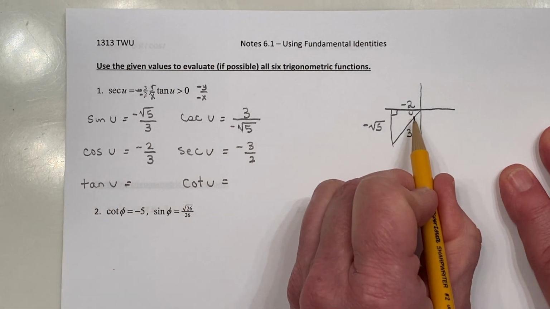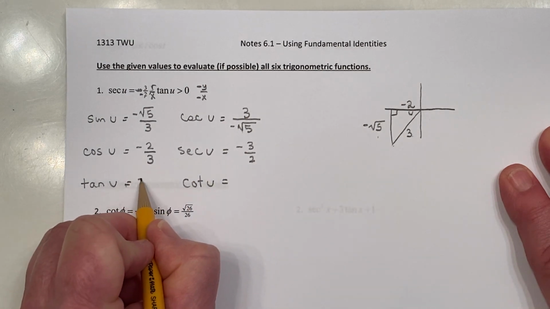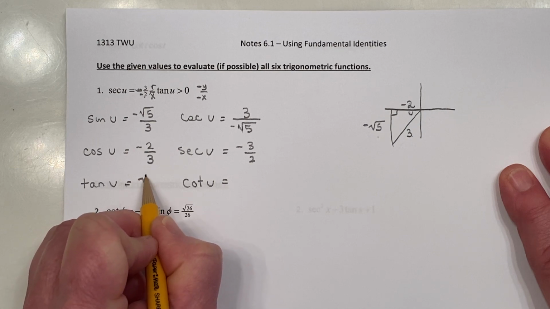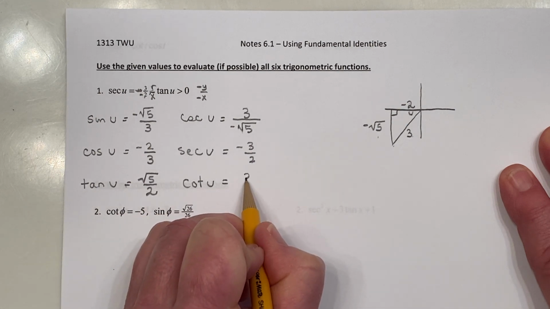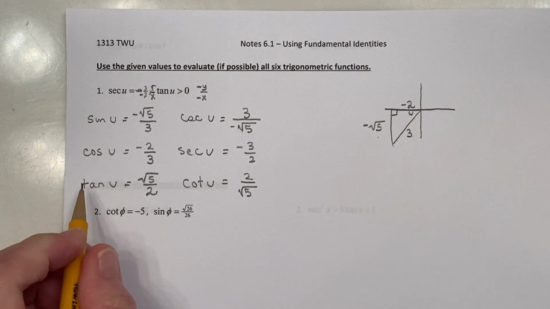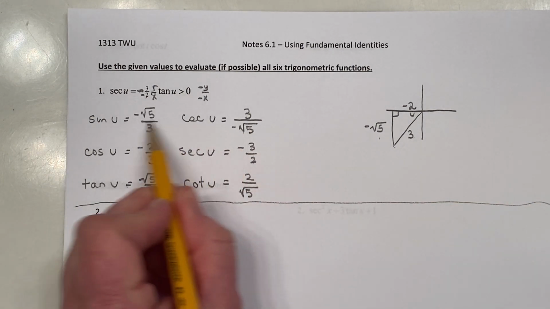Tangent is opposite over adjacent, so I could write down -square root of 5 over -2. But when you simplify, just change that to positive. And then let's reciprocate over here. Remember, it's not our objective to rationalize. You know how to do that, so I'm not worried about these square roots in the denominator.